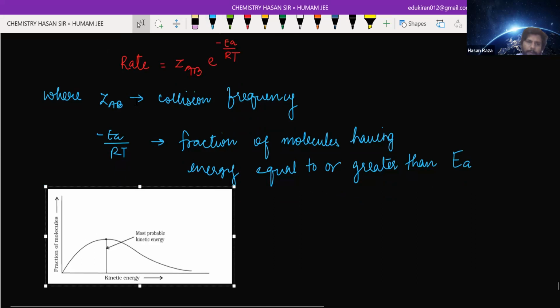This is the graph between fraction of molecules and kinetic energy. At the top point, you can see the maximum fraction of molecules, which is called the most probable kinetic energy. In class 11th in states of matter, you have studied root mean square speed. In physics, you also have studied average speed or most probable speed. Most probable speed is that speed with which the maximum number of particles is traveling. So at this point, the maximum fraction of molecules are there. That's why this is known as most probable kinetic energy.